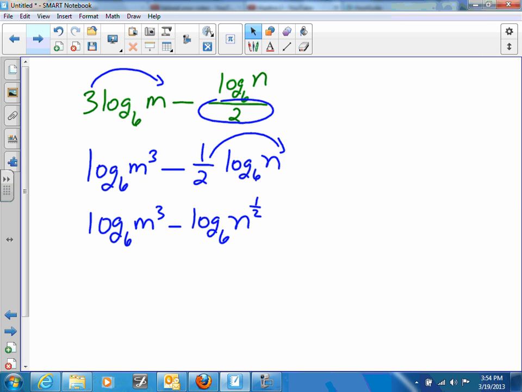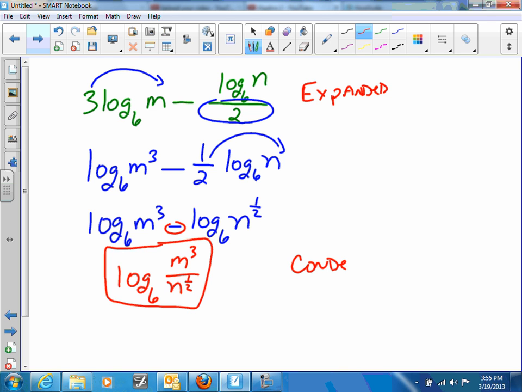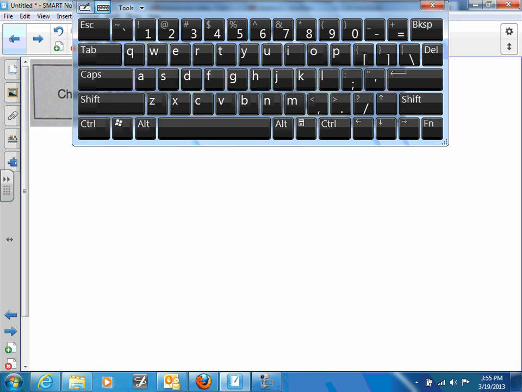Now, since I have only the subtraction left, I'm going to write log base 6. Remember, when it's a subtraction, it goes back to a division. So it's m to the third divided by n to the 1/2. And this would be the condensed form. So this is your expanded form, and this is your condensed form. All right, condensed. And the last thing I want you to know is this little thing called change of base.